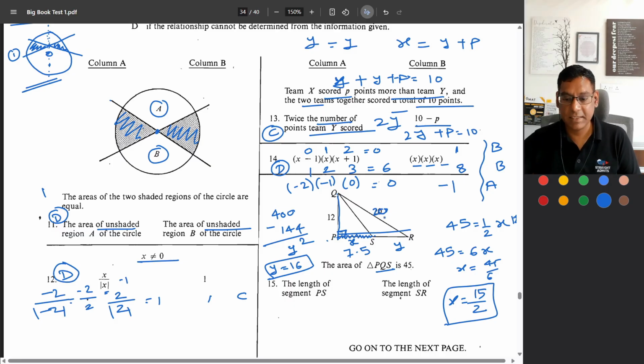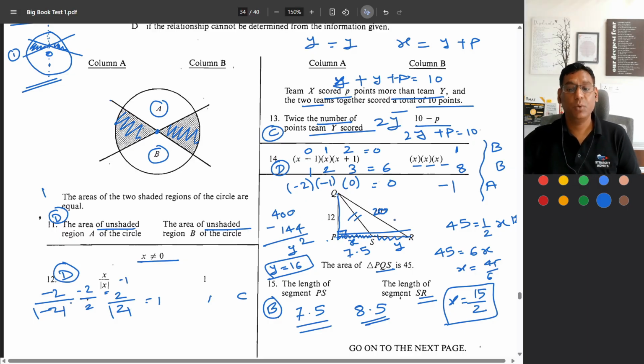I don't think there is any other. If you want, you can calculate this also, but I don't think that's required. They are asking about length of PS and length of SR. Length of PS we already know, 7.5. Length of SR is y minus x, which is 16 minus 7.5, that will be 8.5. Now I have to compare 7.5 and 8.5. The answer is going to be B. A little bit of calculation, but still straightforward.